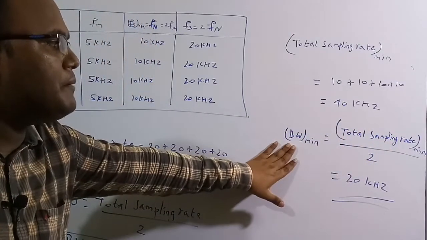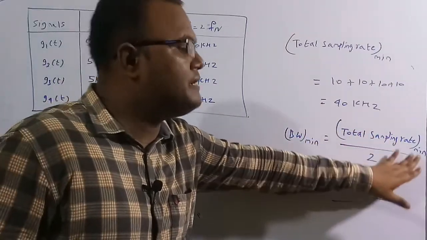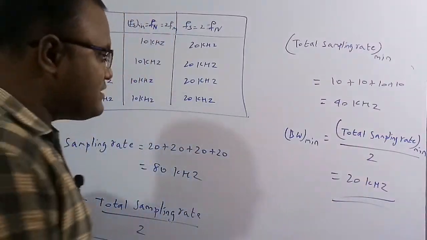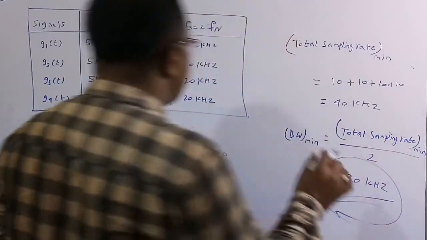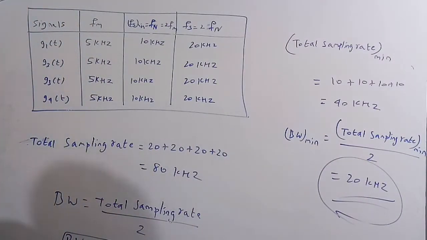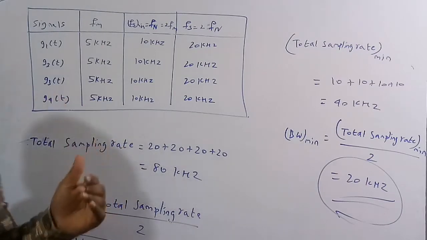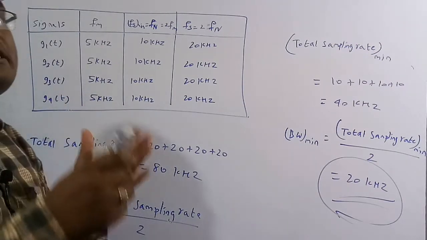So therefore minimum bandwidth is equal to total sampling rate minimum divided by 2. So therefore 40 by 2 is nothing but 20 kHz. So therefore this is the correct solution of this question. Here you always have to remember, if you want to know what is the minimum bandwidth, then you have to take the total sampling rate of minimum value.